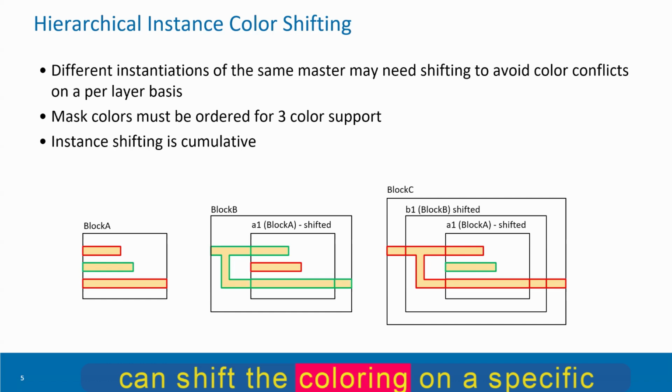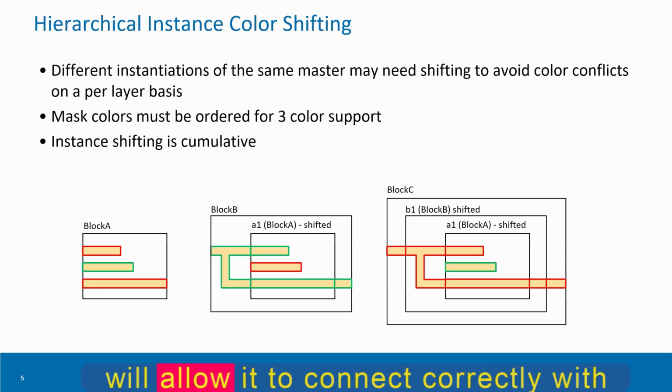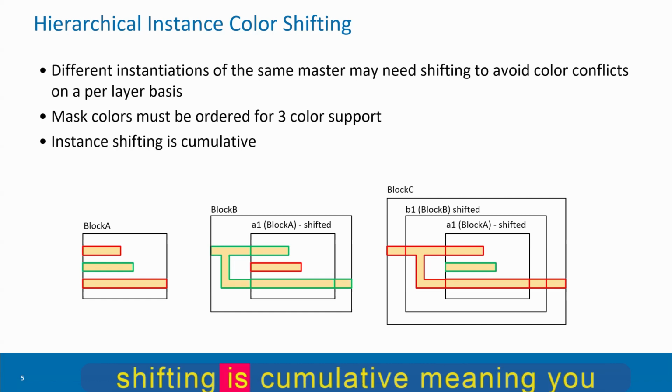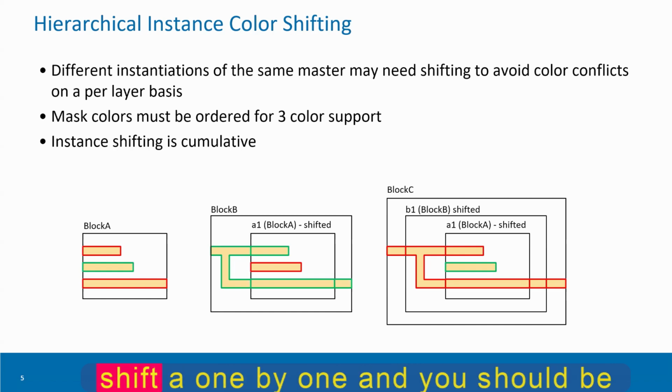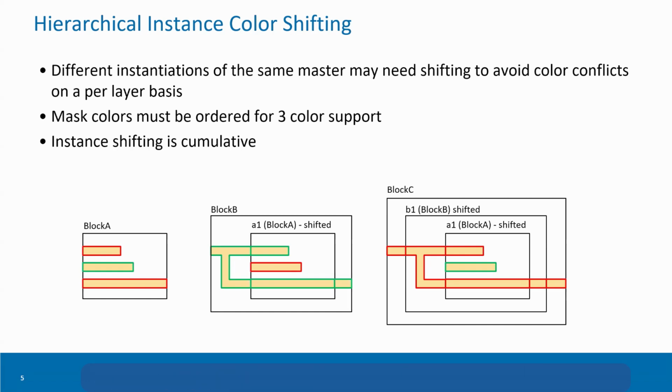So we can shift the coloring on a specific layer on the instance, and that will allow it to connect correctly with the right masks. Same thing with block C. You can see the instance shifting is cumulative, meaning you shift A1 by 1 and you shift B1 by 1. Well, A1 is going to essentially be shifted twice at the top level. Okay, that's the main idea.